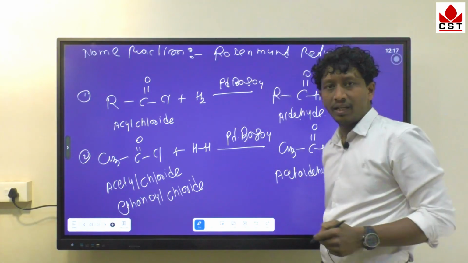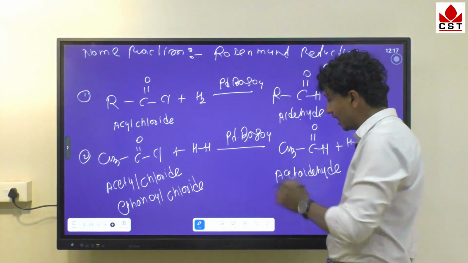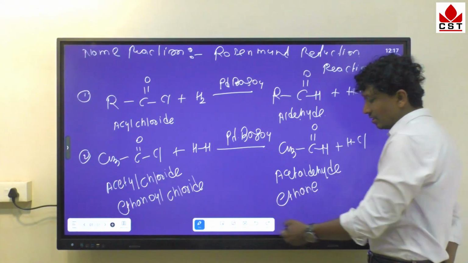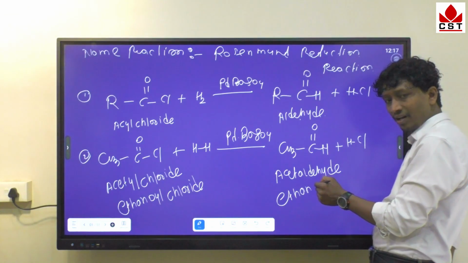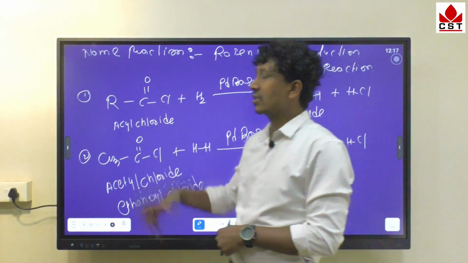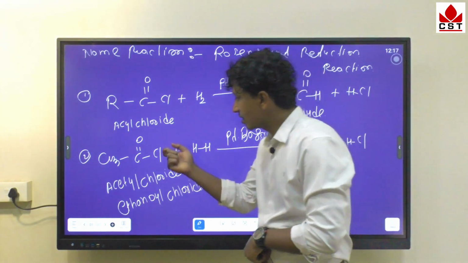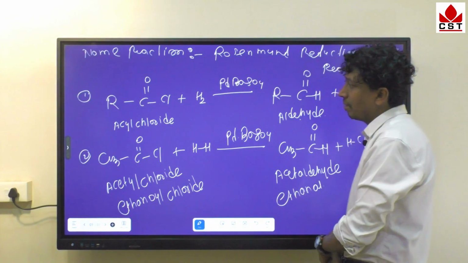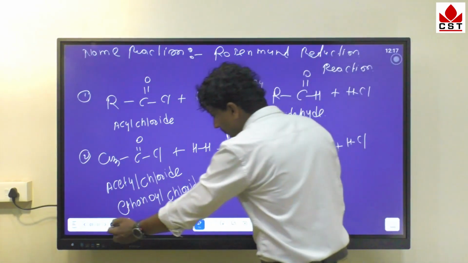And what about the IUPAC name of that acetaldehyde? The 2 carbon chain is ethane. Replacement of the 'e' of ethane by 'al' gives the name ethanal. Okay, this is the general reaction of Rosenmund. This is the aliphatic aldehyde prepared by the Rosenmund reduction. Now, the study of the preparation of aromatic aldehyde.